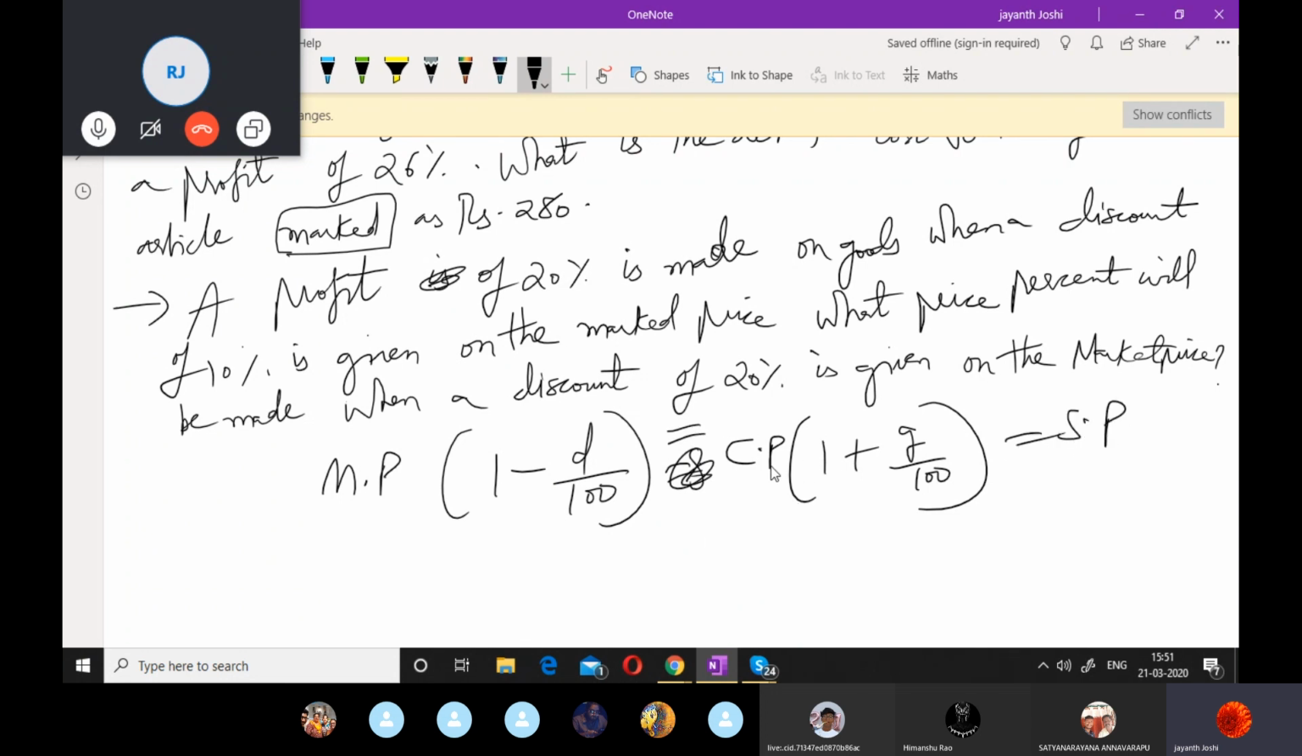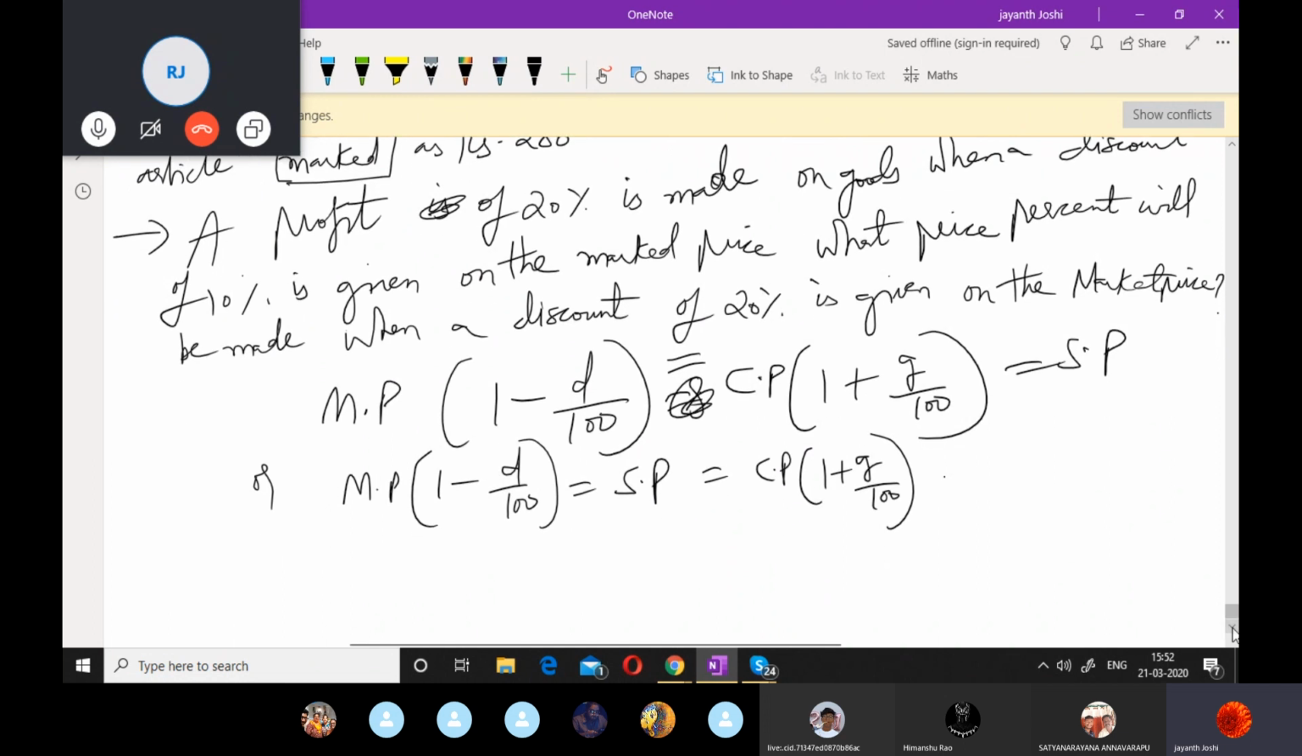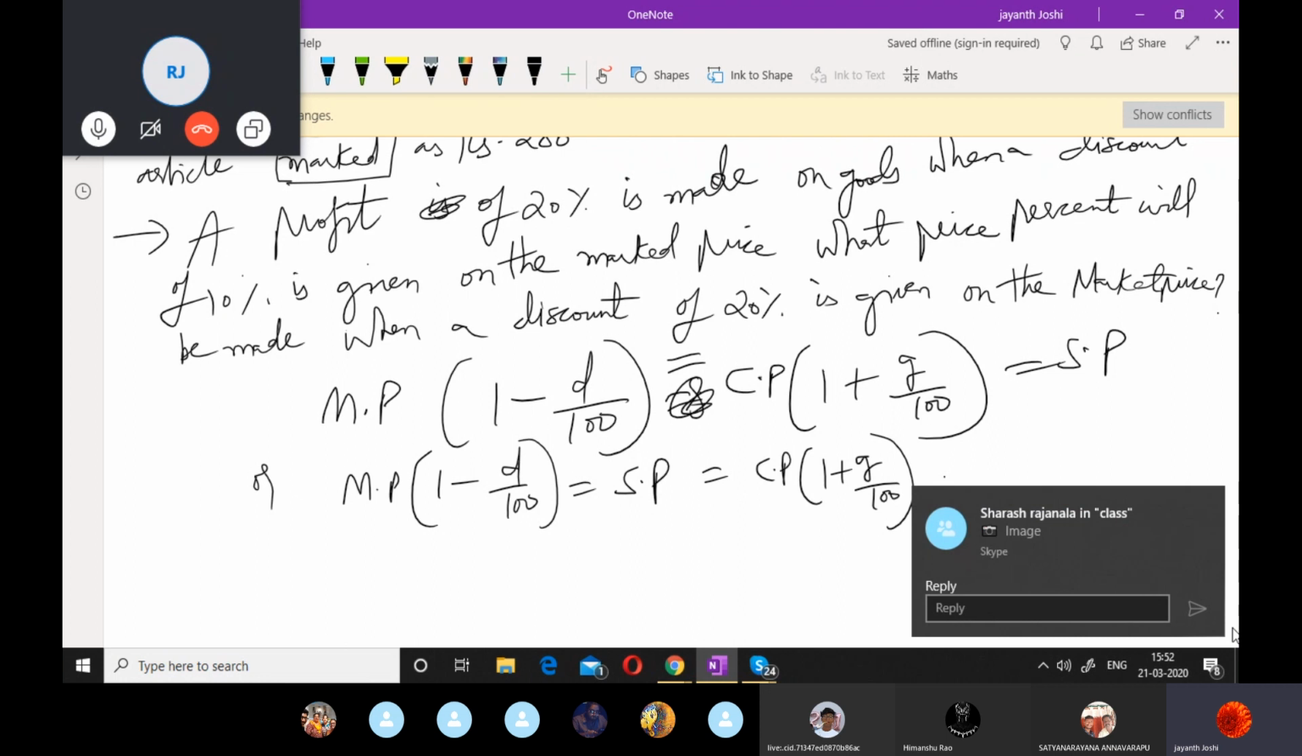That means cost price into 1 plus gain percent, or marked price into 1 minus discount percent gives you selling price always. Okay, or you write like this, marked price into 1 minus D by 100 is equal to the selling price is equal to cost price into 1 plus gain by 100. Both mean the same. If you deduct discount from marked price, you get selling price. If you add gain to cost price, you get selling price. Okay, both mean the same.